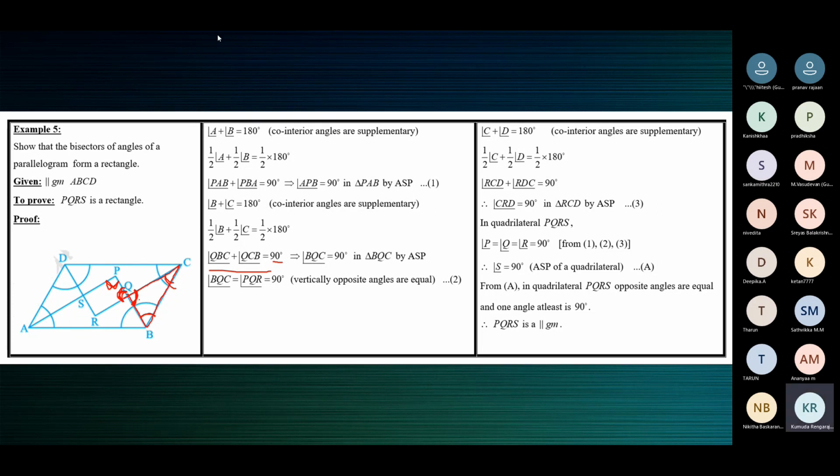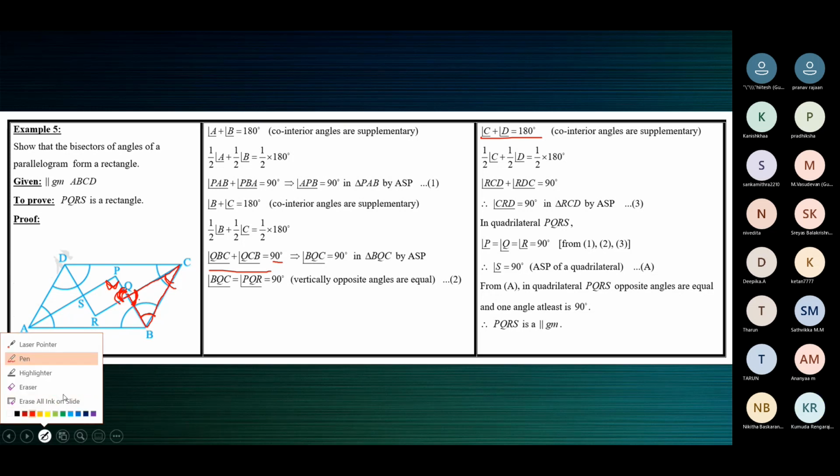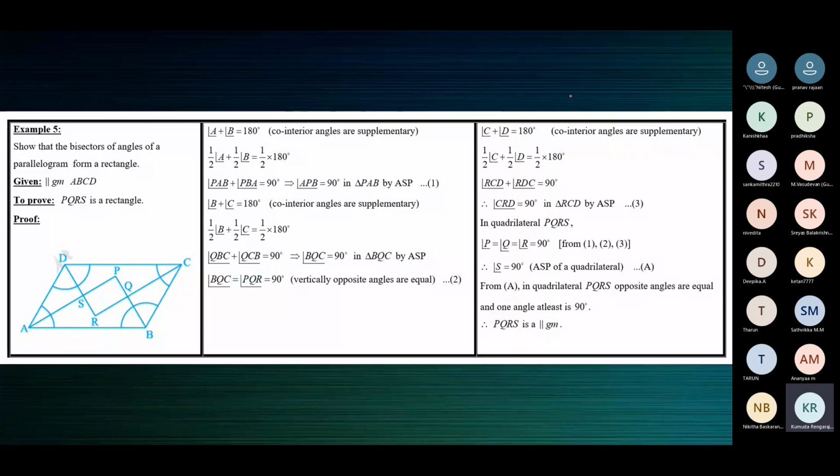Same thing for C and D. C plus D is 180. Here we just use one extra property, that vertically opposite angles are equal, because we have to find angle Q. Again, C plus D is 180.